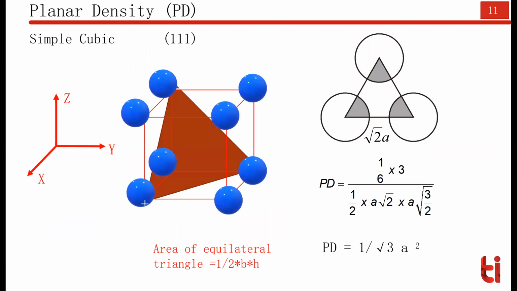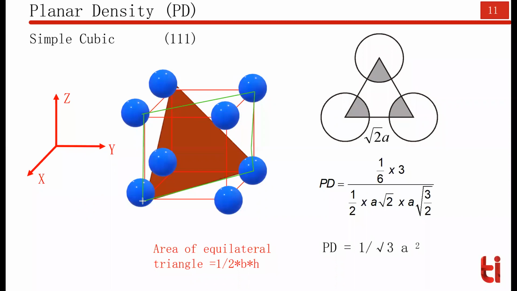So it will run like this. Am I right? This is your, sorry for the diagram.